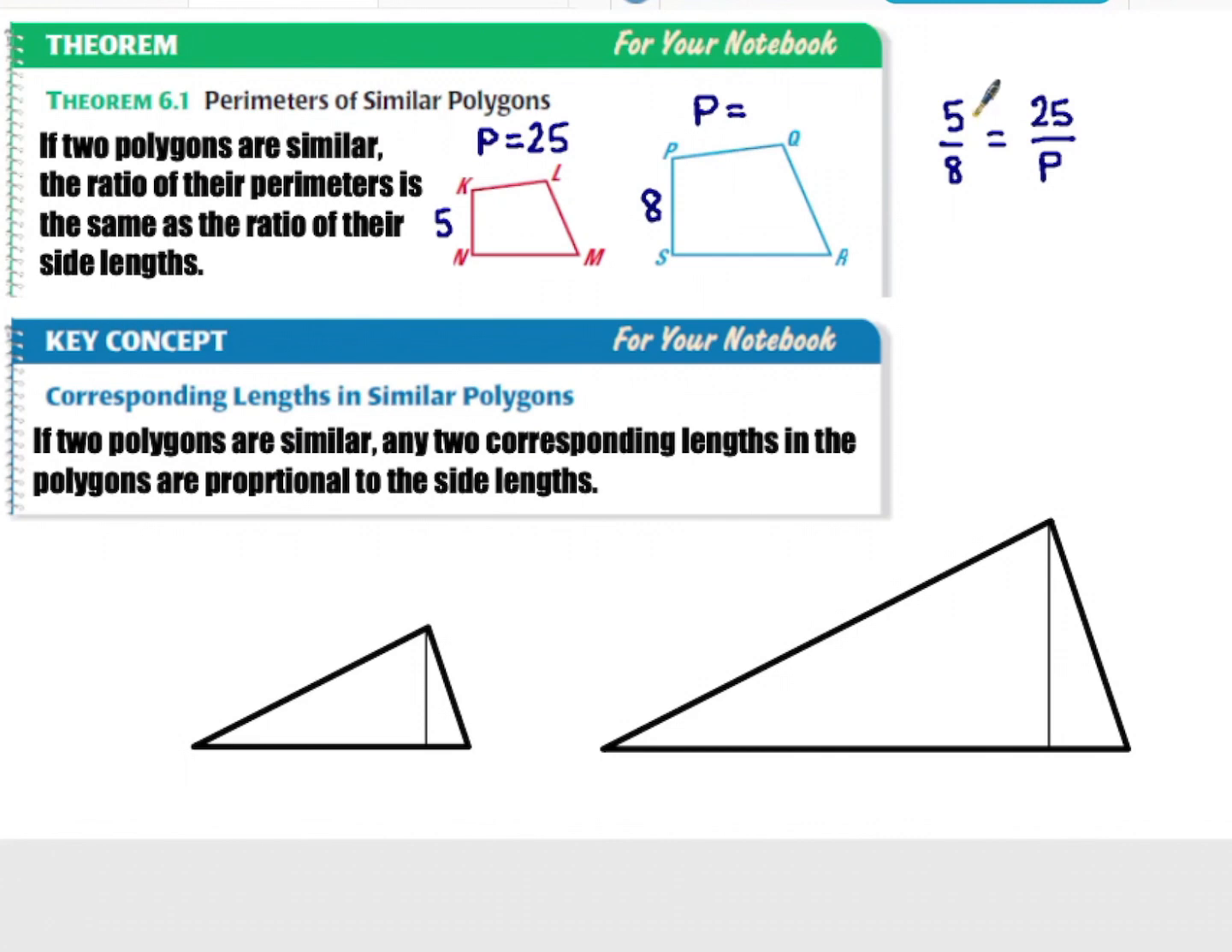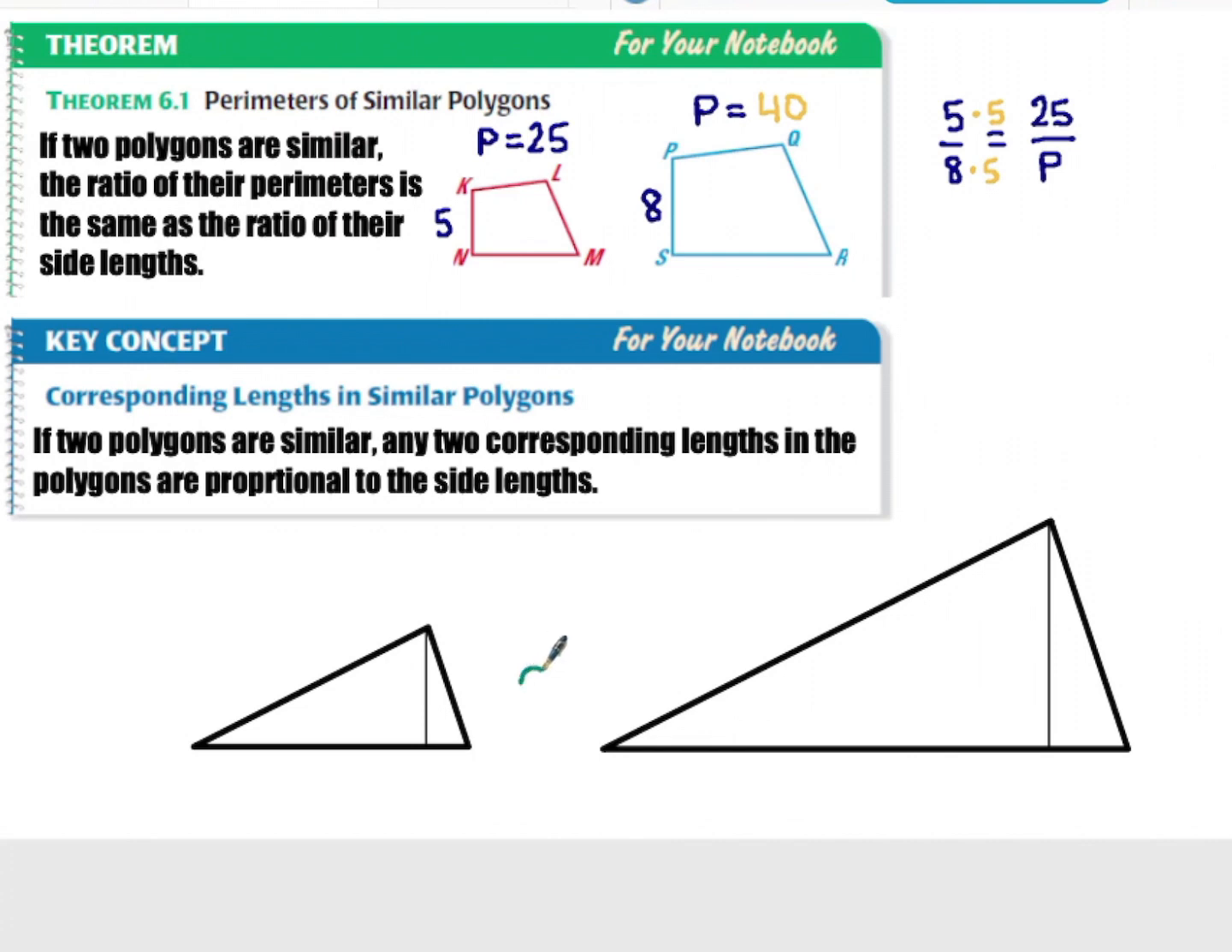Could cross multiply, but I'm seeing this little relationship. 5 times 5 would be 25. So 8 times 5 gives me that perimeter. The perimeter of the big one would be 40. One more little thing, it almost could be a theorem, but it says if two polygons are similar, any two corresponding lengths in the polygons are proportional to the side lengths.